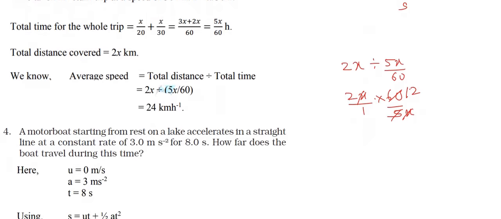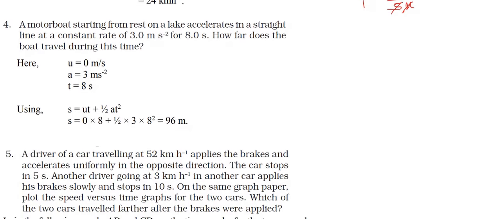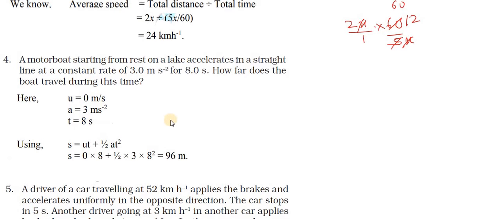Is it clear? So next, a motorboat starts from rest on a lake and accelerates in a straight line at a constant rate of 3 meter per second square. They give this acceleration for a time of 8 seconds. How far does the boat travel during this time?